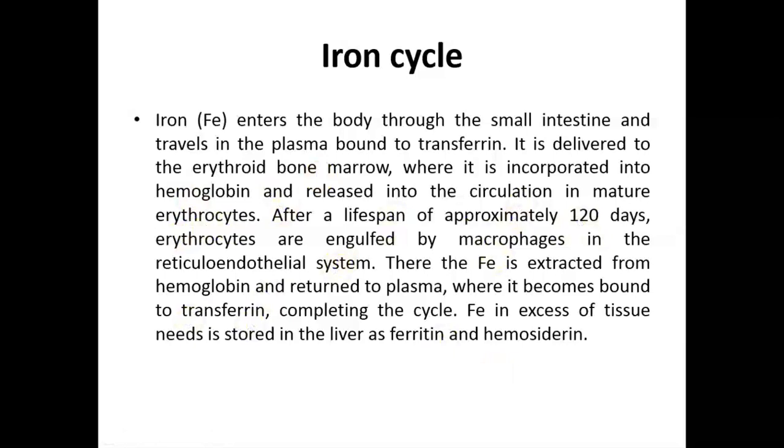And if I have an excess of what I need, then it will be stored in the liver and in the spleen as ferritin and hemosiderin. So I need it like a cycle.